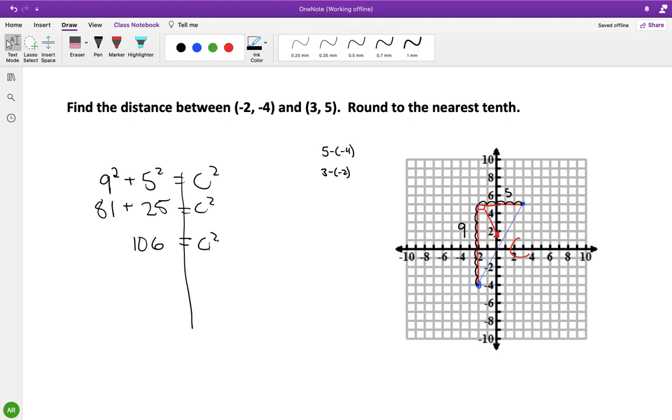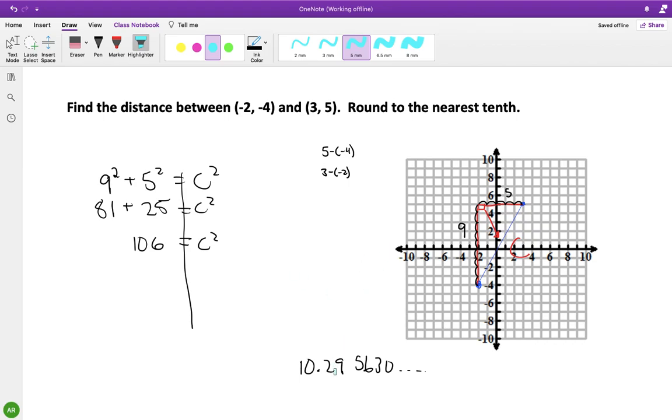Okay, I know that c is going to be slightly higher than 10, because the square root of 100 is 10 even. But I have my calculator, so I'm going to plug the value in. So for the square root of 106, my calculator is giving me this value right here. Let's look at it. 10.295630, blah, blah, blah. It goes on forever.